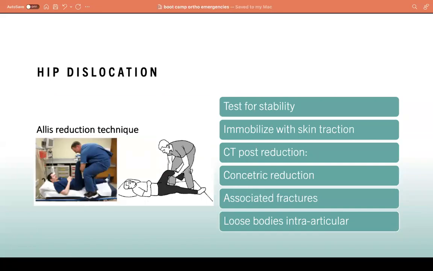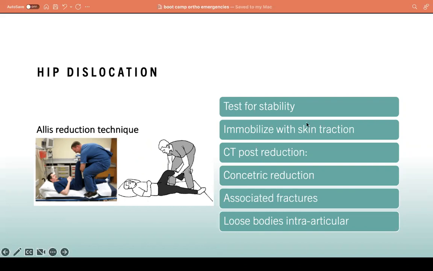For hip dislocations, this is the Allis maneuver, the most commonly used. We'll do 90-degree hip, 90-degree knee, and you do longitudinal traction. Then you need to test for stability. You do flexion up to 90 degrees, and if there is any dislocation through this arc, or any dislocation again with any adduction or internal rotation, this is considered an unstable hip.